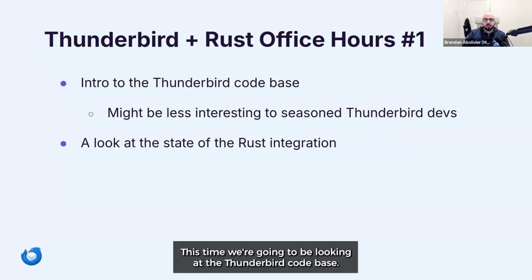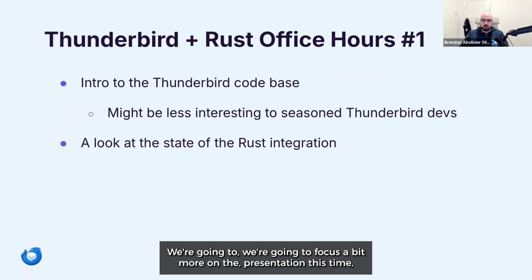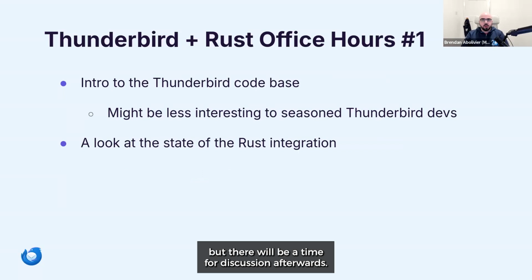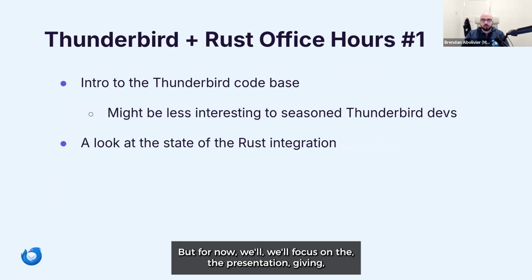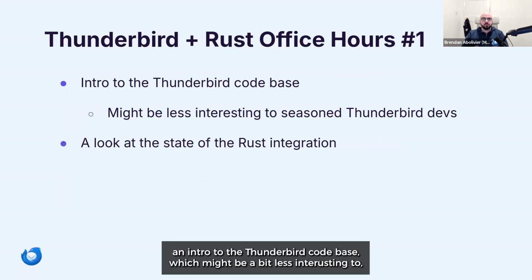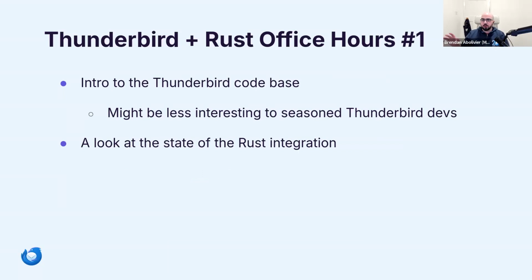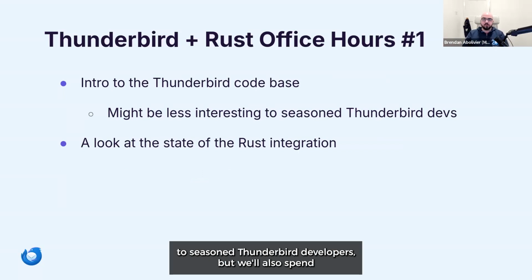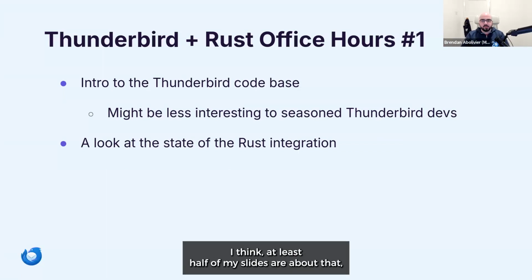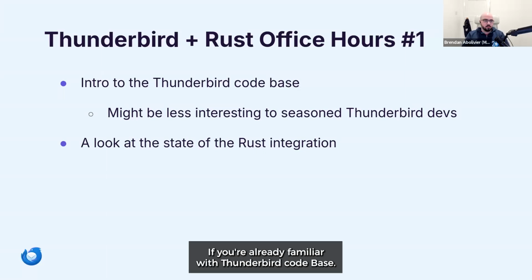This time we're going to be looking at the Thunderbird code base. We're going to focus a bit more on the presentation this time. There will be time for discussion afterwards, but for now we'll focus on the presentation, giving an intro to the Thunderbird code base, which might be a bit less interesting to seasoned Thunderbird developers, but we'll also spend quite some time looking at the state of the Rust integration. I think at least half of my slides are about that, so there will still be something interesting if you're already familiar with the Thunderbird code base.